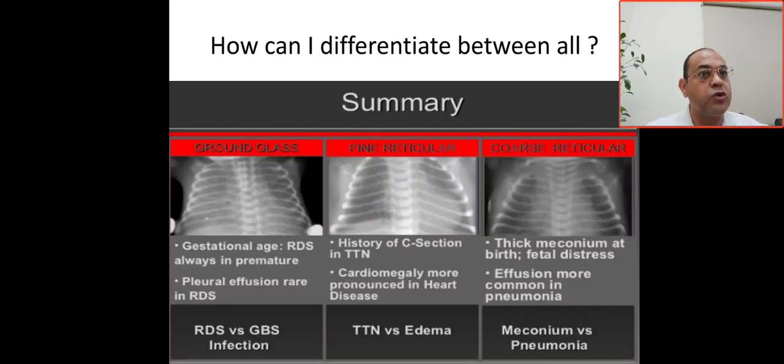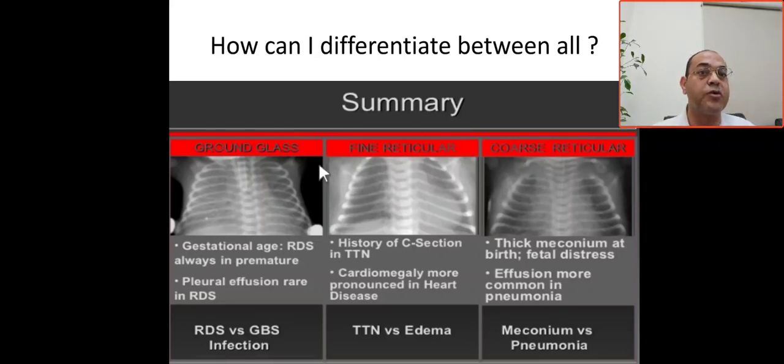Bismillah ar-Rahman ar-Rahim. Today we are going to talk about a very important topic: how to differentiate between the most common diseases in the ICU by X-ray. I divide the diseases in the ICU into three categories based on the densities or lung opacities. The first group is the ground glass appearance.